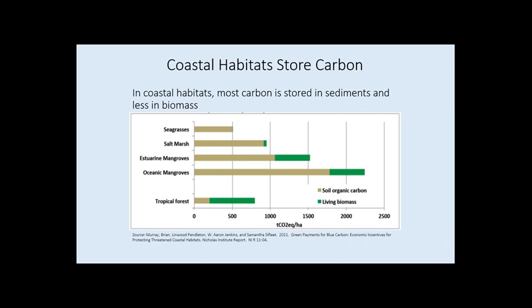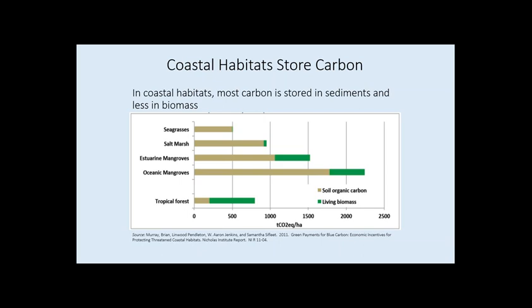The green part of the bar is the carbon stored in living biomass. And the brown part of the bar, or the tan color, is the carbon that's stored in the soil organic carbon. So the first thing I want you to notice is that for most of those coastal ecosystems, the amount of carbon stored in the system is much greater than that stored in a hectare of tropical forest.